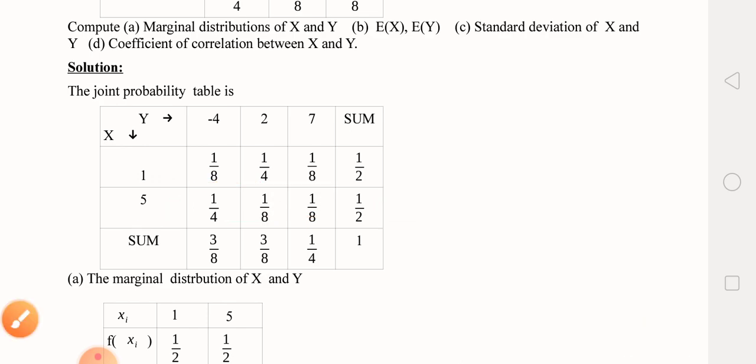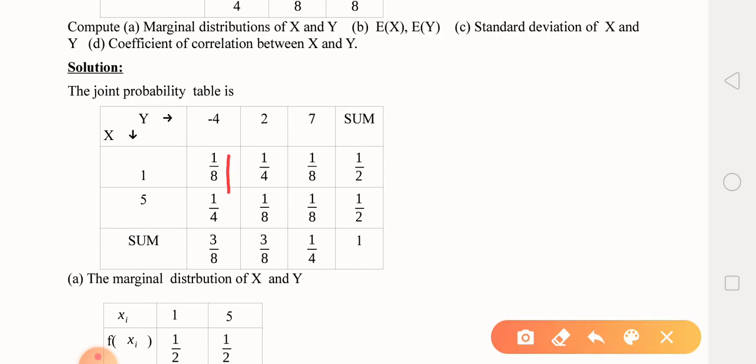In the same way, we will add probabilities in the column. You will get 3 by 8. In the second column, again 3 by 8. 1 by 8 plus 1 by 8 gives 1 by 4. And finally, here you have the value 1. Take care, if you get this sum and this sum same as 1, then you are right. If you fail to get the sum as 1, then we have made a mistake somewhere.